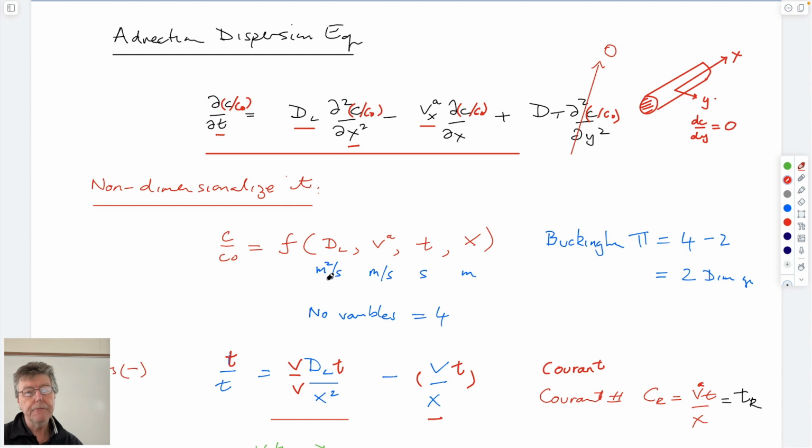We have length, time, but no mass. So we have 2 of our quantities. So 4 minus 2 means that we can describe behavior in terms of two non-dimensional variables, in terms of a grouping of these parameters.